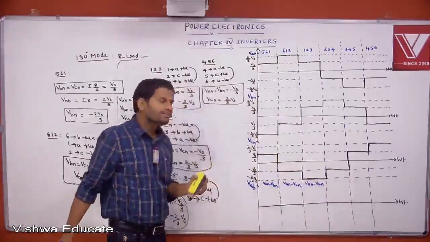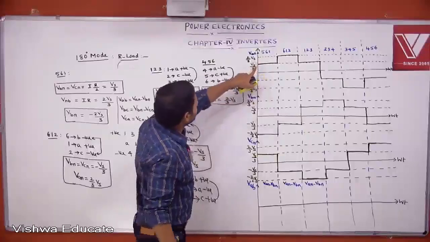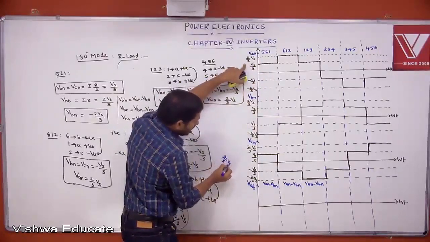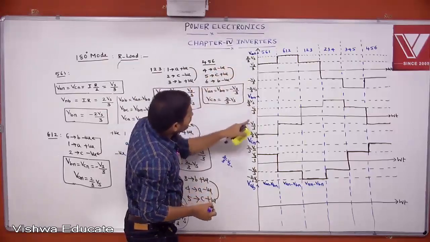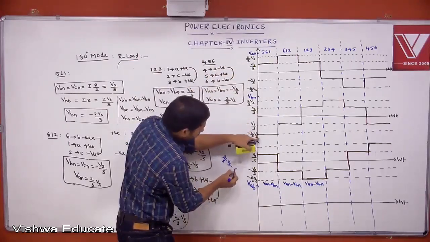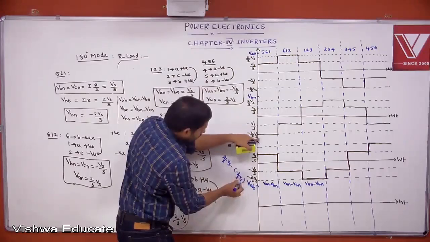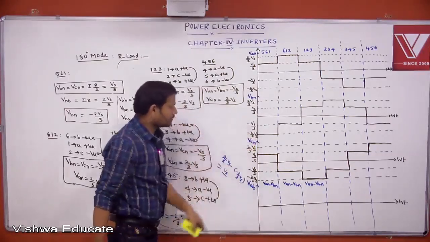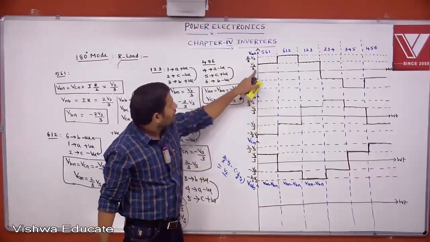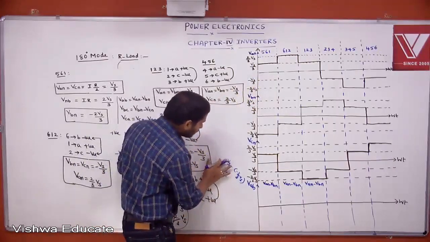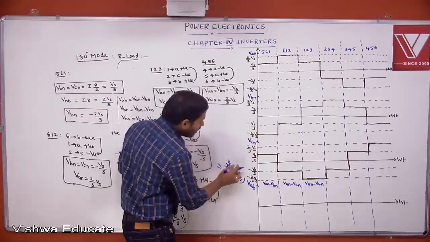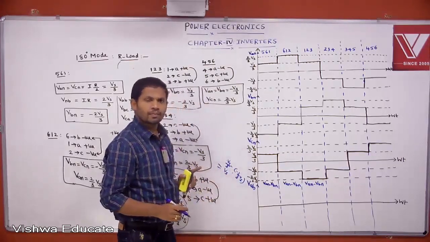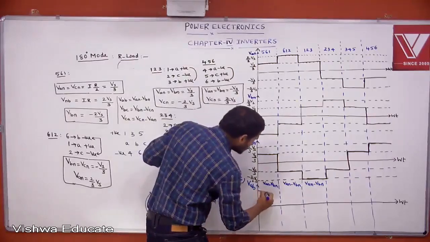at every instant. What is VAN? You tell me. If switches 5, 6, 1 are conducting, what is VAN? 2 by 3 Vs. Minus, what is VBN? You tell me. Minus 2 by 3 Vs. This minus into minus is plus, then how much can you get? This one, VAN is Vs by 3. Vs by 3 minus of minus 2 by 3 Vs, then we get Vs. Then you can represent VAB equal to Vs.